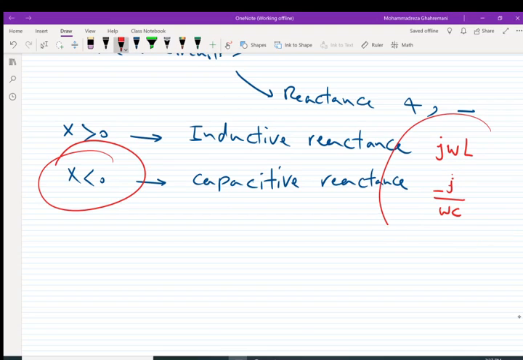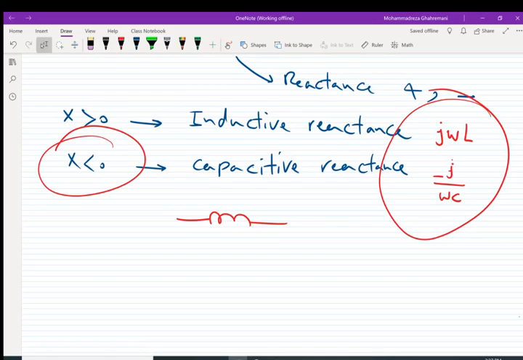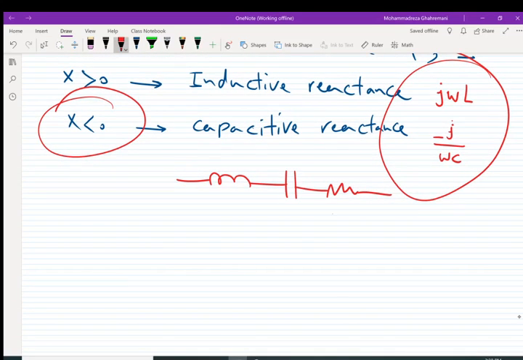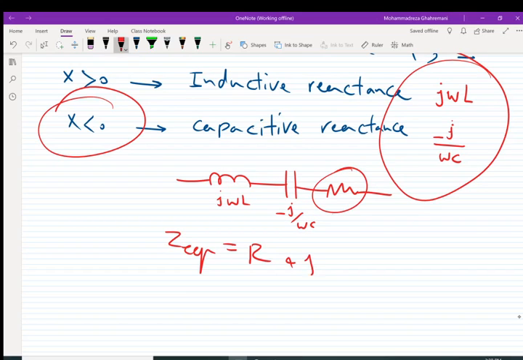When we add these two, if in our circuit we have an inductor, a capacitor, and also a resistor, then in the Z equivalent the resistor has a real part of R, which is always positive, the inductor has j omega L, and the capacitor has negative j over omega C. We add these two terms, so j times (omega L minus 1 over omega C).